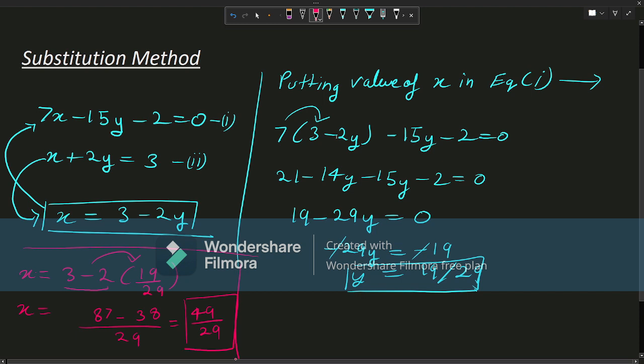Now you have got the value of y. So now write the final step. Therefore, the values of y and x are 19 upon 29 and 49 upon 29. That will be your final answer, and these steps must be in your book or in the exam paper.